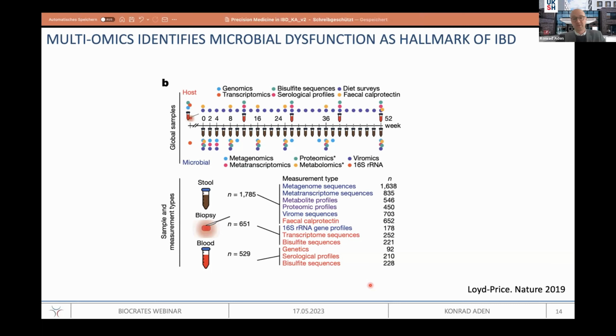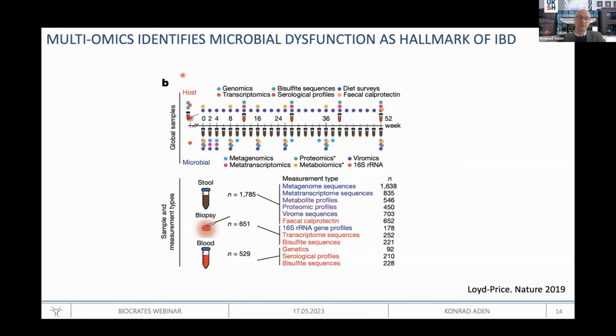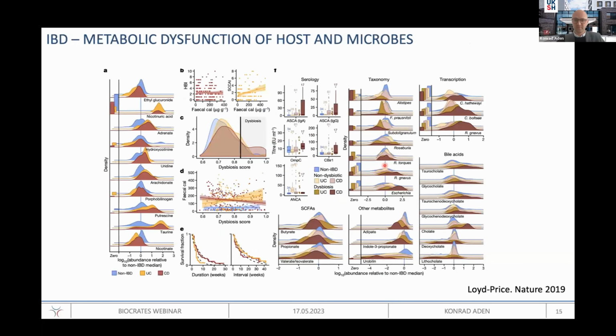This is a study which was done by colleagues at the Broad Institute, where patients with IBD were biosampled at a very dense sampling scheme. And you can also see, first of all, that they sampled many biosamples from the host and also from the microbiota, and then also applied different omics technologies to really understand what's going on in the pathophysiology of IBD.